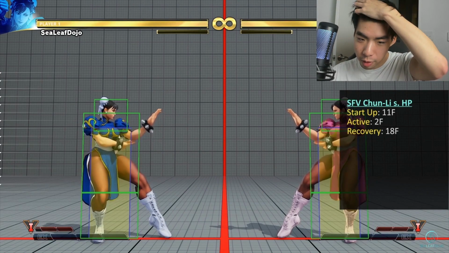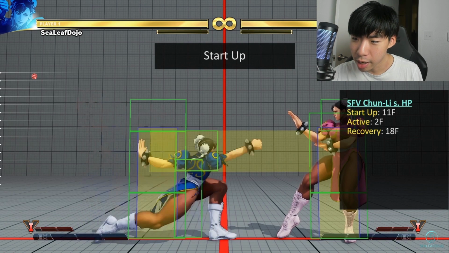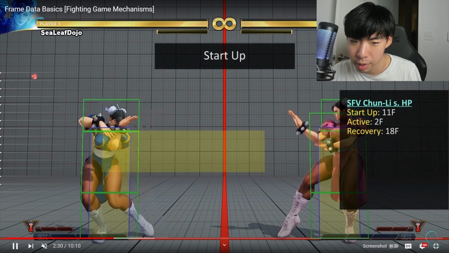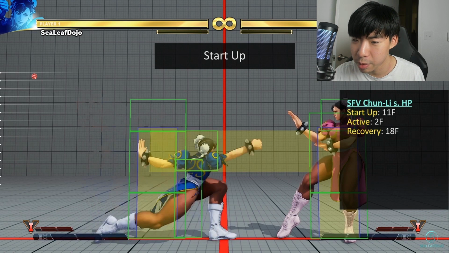So here's a more visual example of Chun-Li's stand heavy punch. You can see Street Fighter V runs at 60 frames per second. This is Chun-Li's stand heavy punch, each individual frame of the 11 frame startup. 6, 7, 8, 9, 10, 11. Yup, 11 frame startup there.